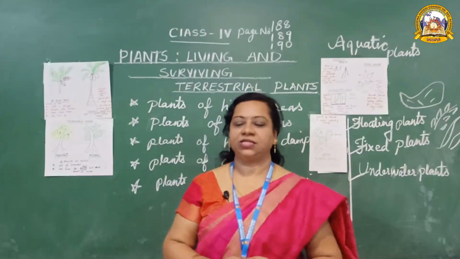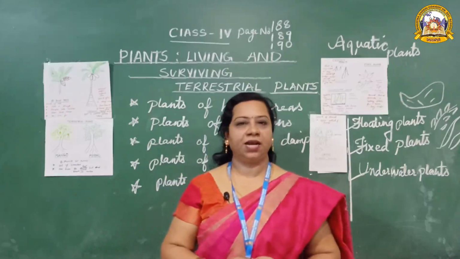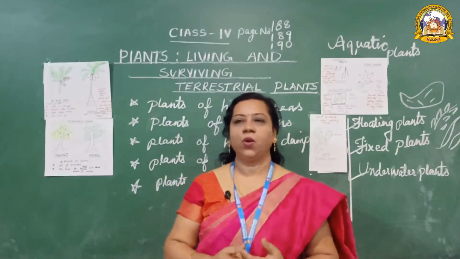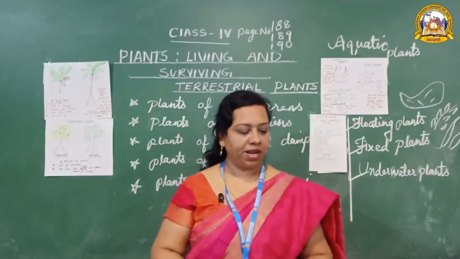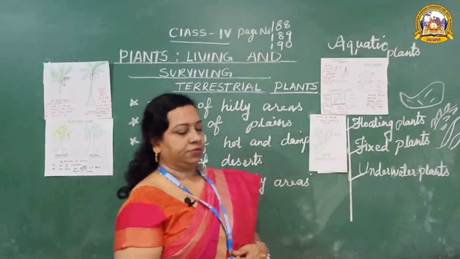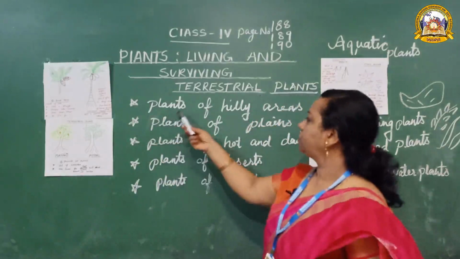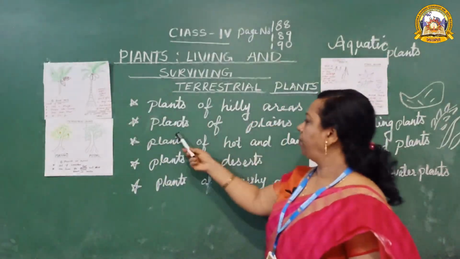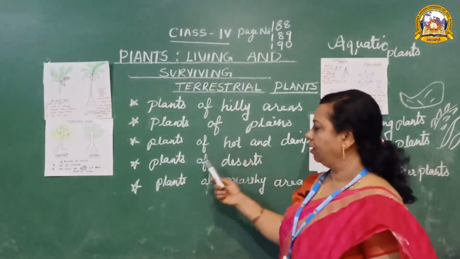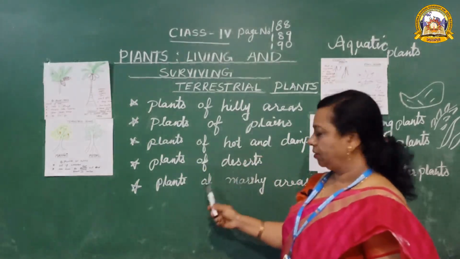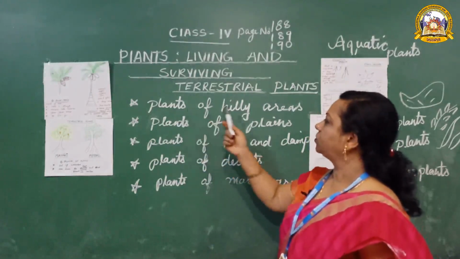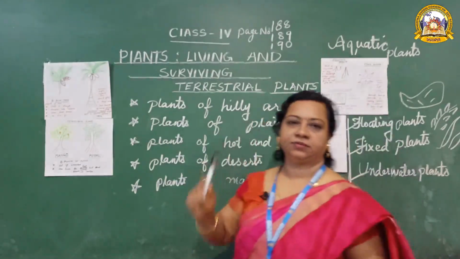First one is terrestrial plants. Terrestrial plants, plants that grow on land. So, plants that grow on land are called terrestrial plants. They differ as plants of hilly areas, plants of plains, plants of hot and damp areas, plants of deserts, plants of marshy areas. Starting from plants of hilly areas.